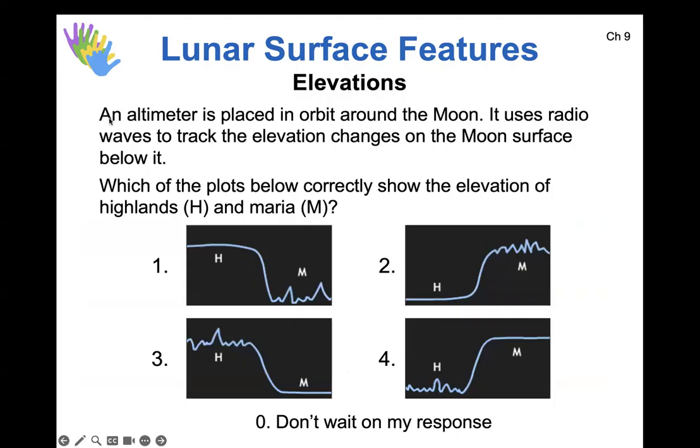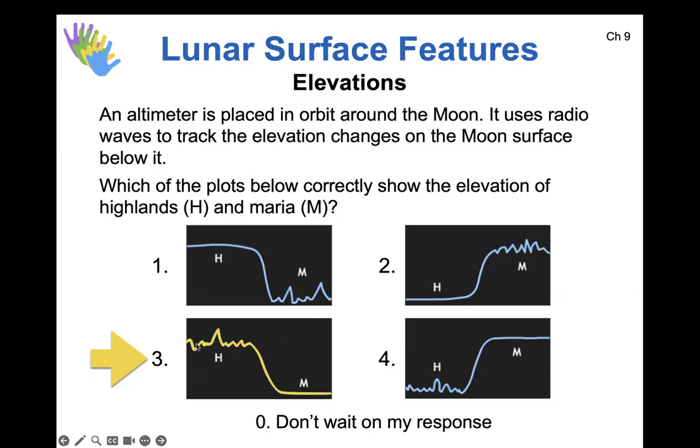Right? So an altimeter is placed in orbit around the moon. This is measuring elevations. It uses radio waves to track the elevation changes on the moon's surface below. Which of the photos below correctly shows the elevation of the highlands and the Maria? Okay. So I'm not going to check for responses, but if you want to put in an answer, think about it yourself. You have a moment. But in the interest of time, let's look at our answer right here.